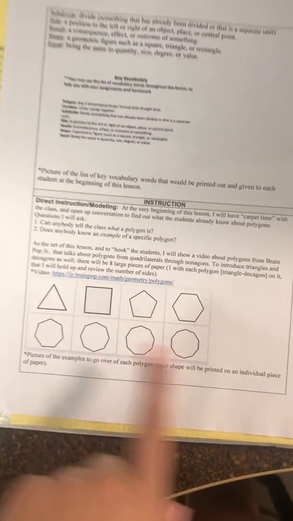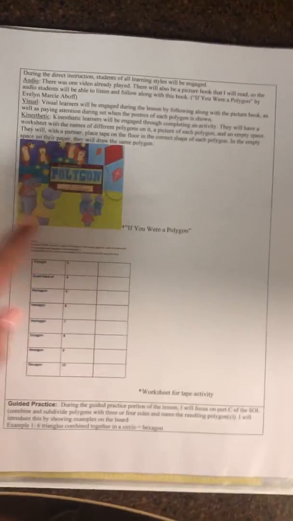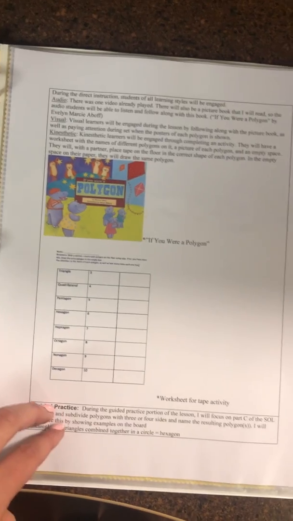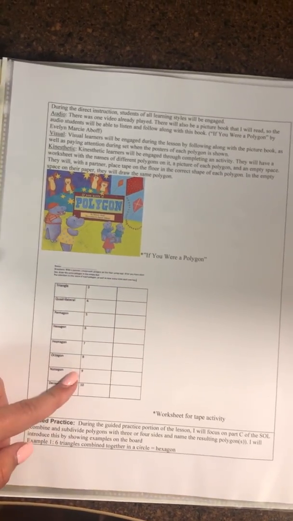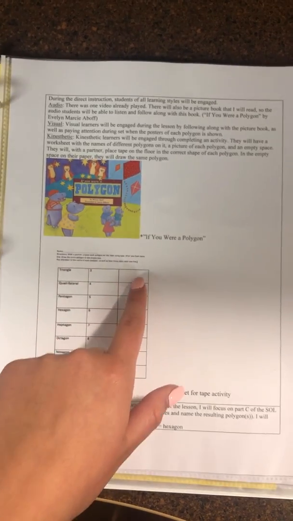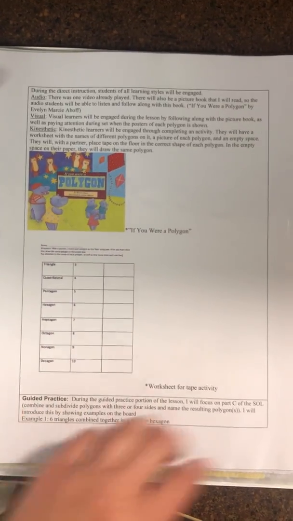As well as in my instruction, I would have a poster printed out of each of the polygons that we're going over, which are also included in this one. Here's the triangle, and the rest of them are included in here. Here's the book that I'm going to use, which is If You Were a Polygon, as well as the paper that I would use throughout the instruction, where they have to draw each polygon, including the sides.